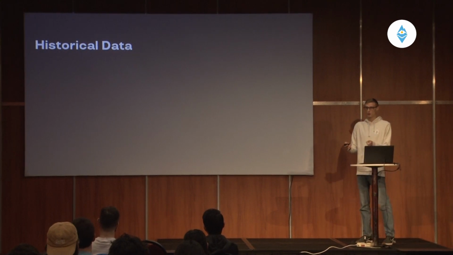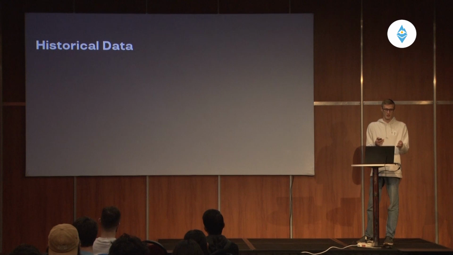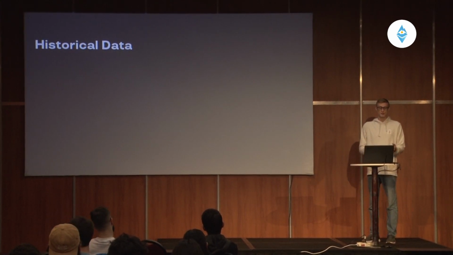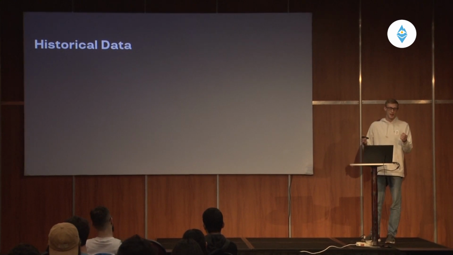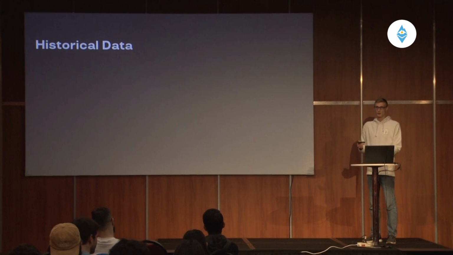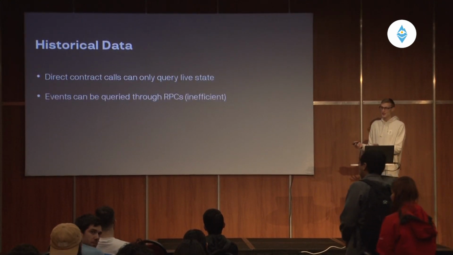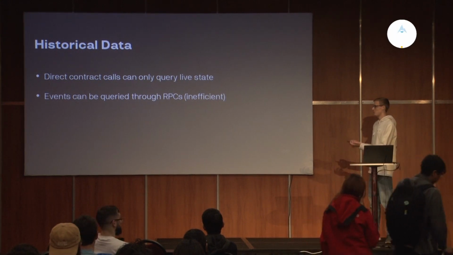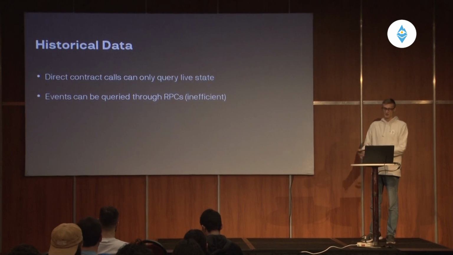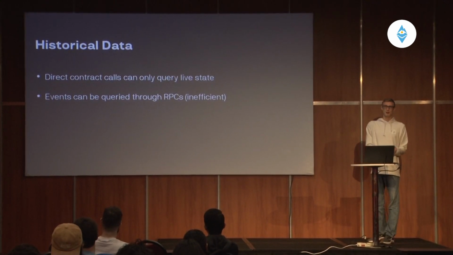So when it comes to historical data, one of the things that a lot of newer developers have a hard time grasping is that even though the blockchain stores the complete history of transactions, at any given point, you're really only able to query the live state without going through some hurdles. So direct contract calls can only query live state, and the events, which are the historical transactions and also the call data which generated those events, can be queried through RPCs, but this is a very inefficient process.